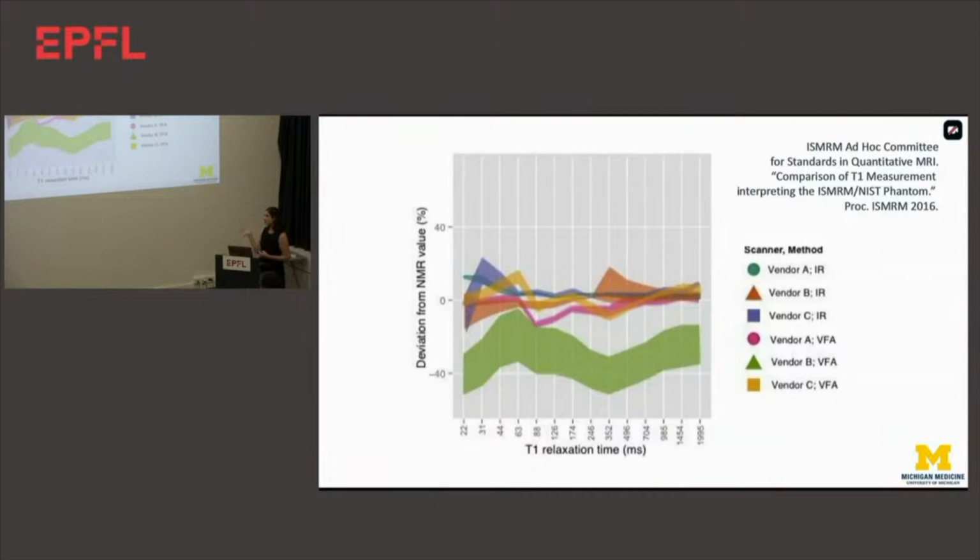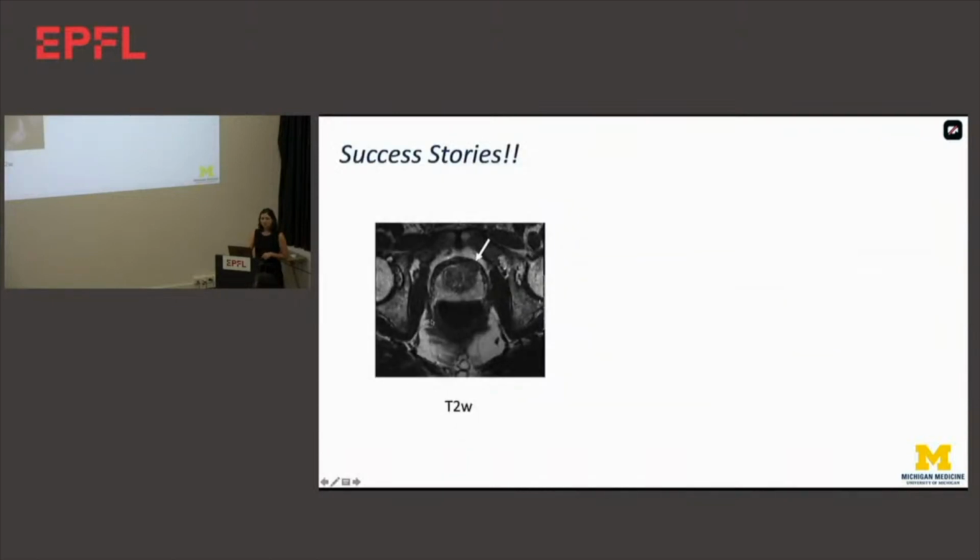But clearly, if we have deviations that are so large, we're not going to be able to make comparisons from scanner to scanner based on what should be something quantitative. This is a huge blow to quantitative MRI. So I don't mean to paint only a dire picture. We do have some success stories.